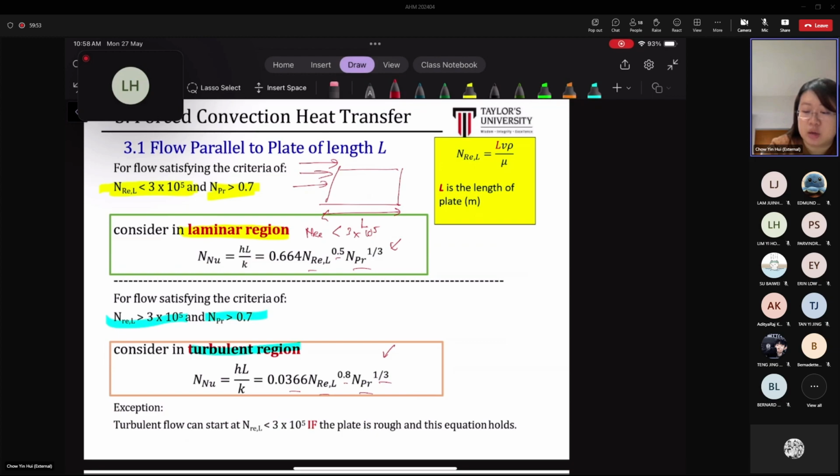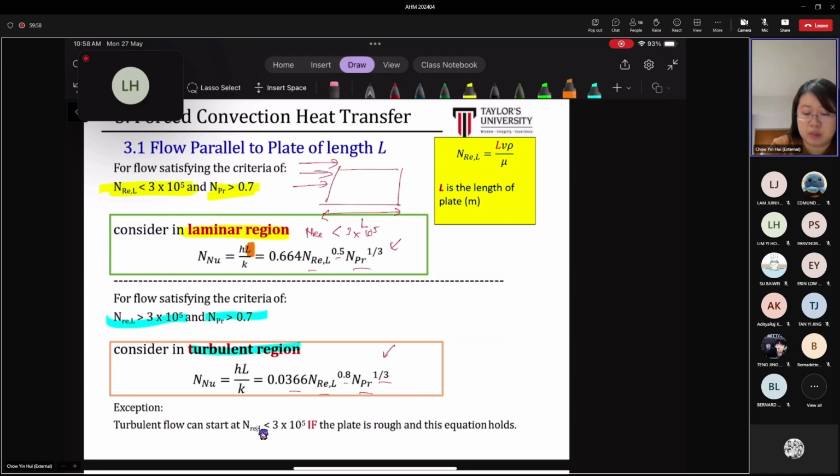Now, one thing you need to take note of is when you calculate the Nusselt number, because we're dealing with plates, your Nusselt number should be the convective heat transfer coefficient multiplied by the length of the plate, and this length should be the length parallel to the direction of the flow, divided by the thermal conductivity. The same goes for the Reynolds number. The Reynolds number should be rho VL divided by mu, where L is no longer the diameter.